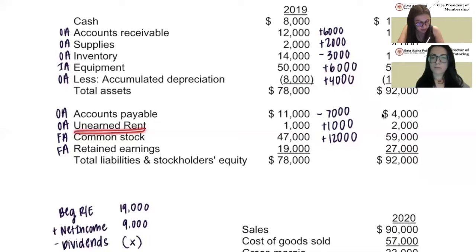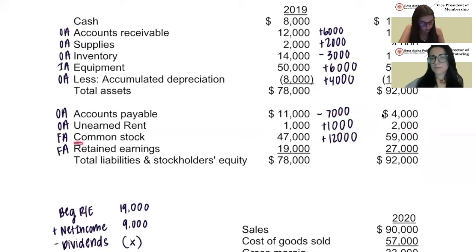Now, unearned rent also has to do with our operating activities. Maybe we rent out part of a building that we have and we earn income from that. So that has to do with our operations. It was 1,000 at the beginning of the year and 2,000 at the end. So it increased by 1,000.